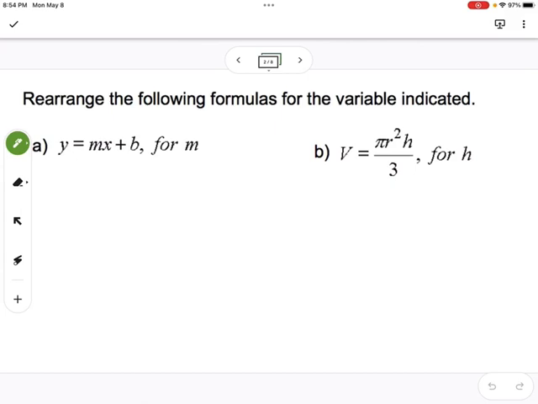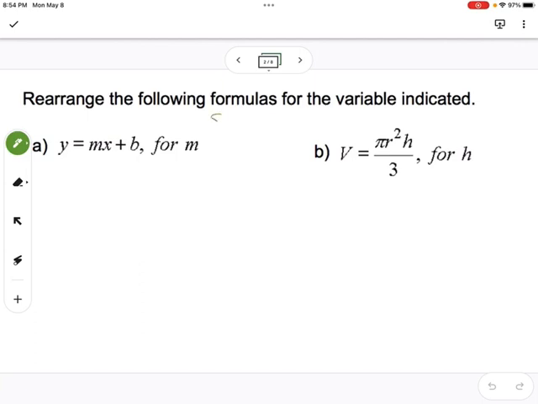Okay, so we need to rearrange the formulas for the indicated variables. So what these have is a lot of different variables in the equations. We don't necessarily have numbers every time. So this first one is y equals mx plus b, and we want to rearrange it for m. So we want to get m by itself. The operations that we have here, we have multiplying between the m and the x, and we have adding the plus b on the end.